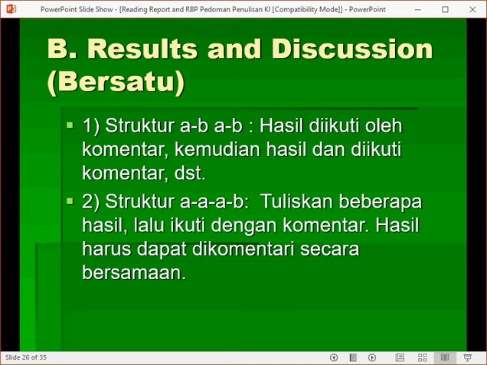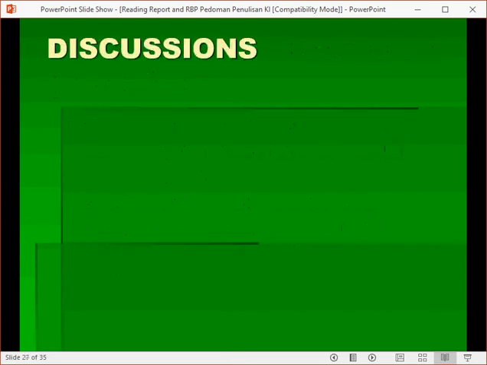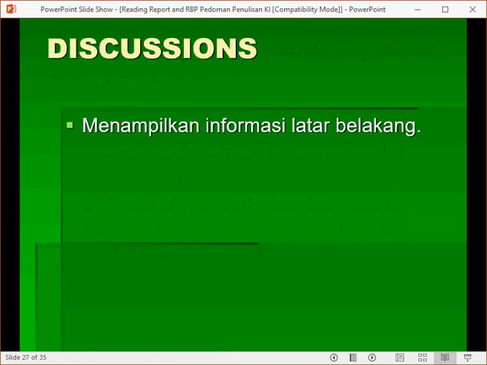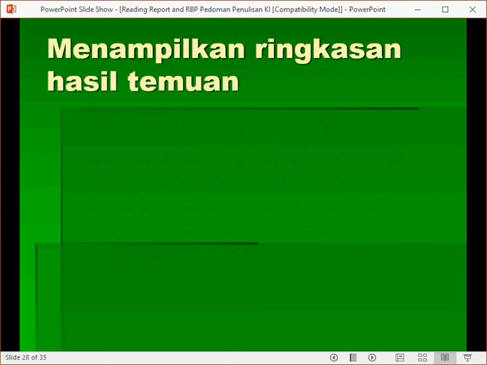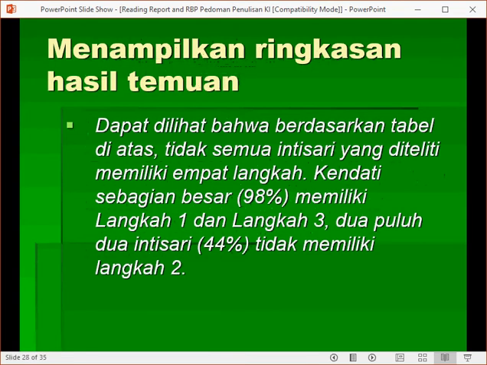Comment. All the comment is for the result. Discussion is showing the information from the background. Then, for example, according to the 4 steps above, the data have 15 main research, and so on and so forth. So you have to show the information of the background. And then you have to show the conclusion of the findings. Okay, and then you can see it in your table and so on and so forth.